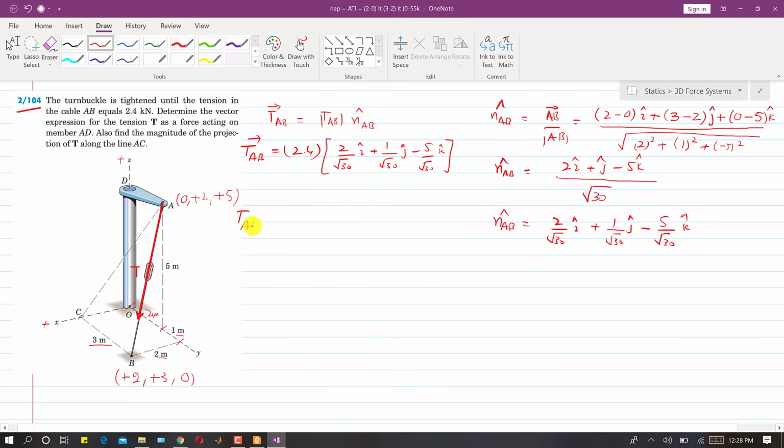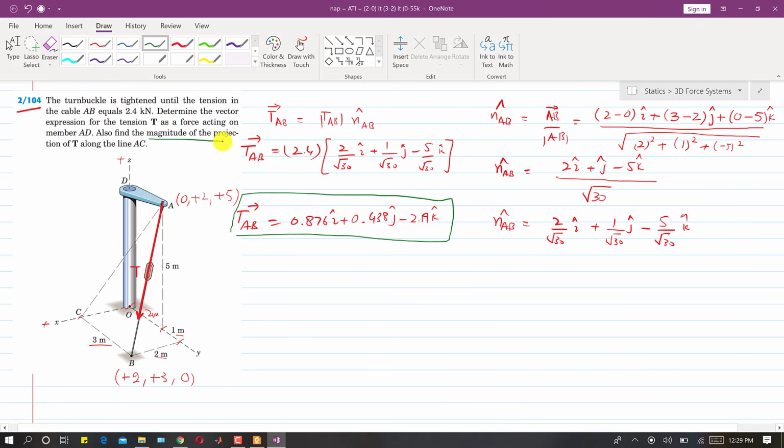And when we multiply this, we will get that vector. So let me calculate it. When we solve this, when we multiply this 2.4 with each of these components, we get this. So it is 0.876i plus 0.438j and minus 2.19k, right? So this is the vector representation of that tension along AB, right? Now we need to determine the magnitude, right? It is said: find the magnitude of the projection of T along the line AC.